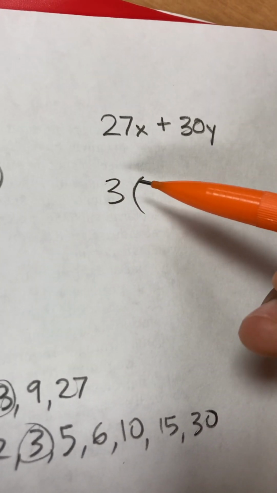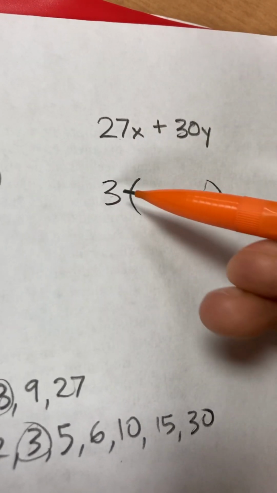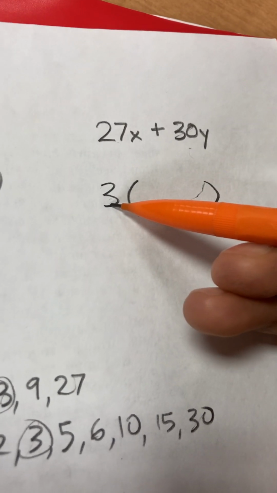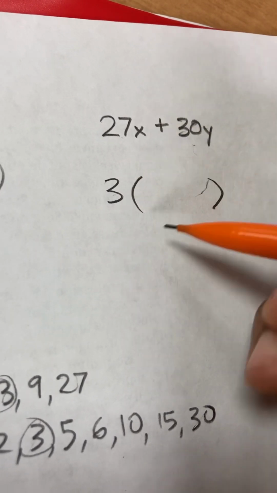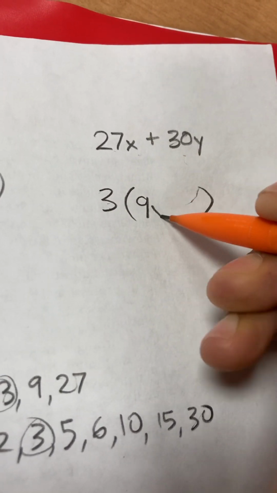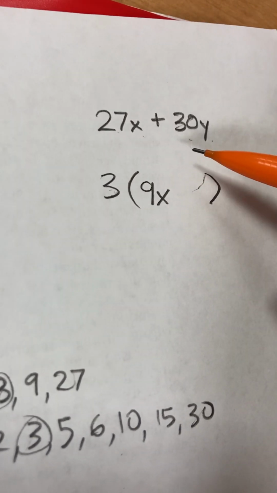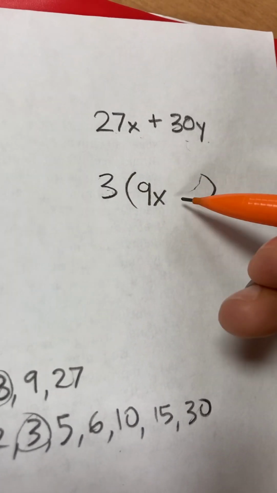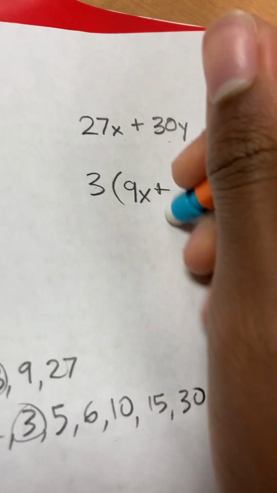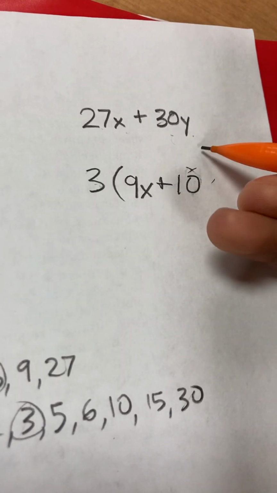Now you need to find out what times 3 gives you 27 and what times 3 gives you 30, which should be easy. 3 times 9 gives you 27. So you put 9. Don't forget the x. What times 3 gives you 30? Well, 3 times 10 gives you 30. So you can put a 10 in here. Don't forget the y.